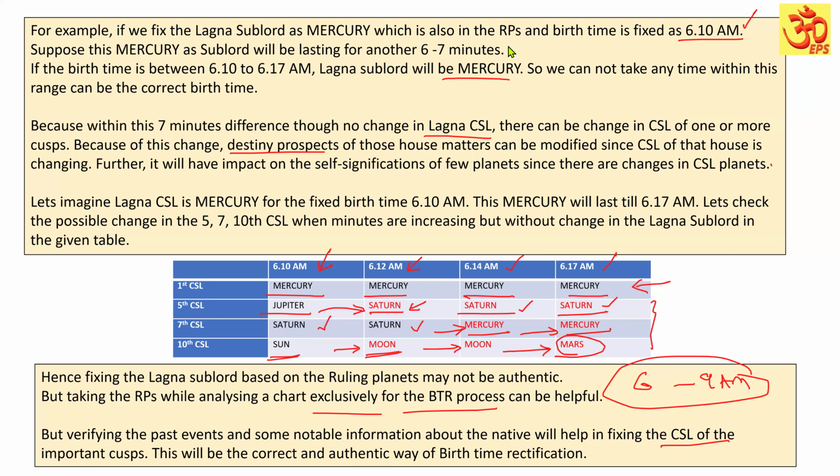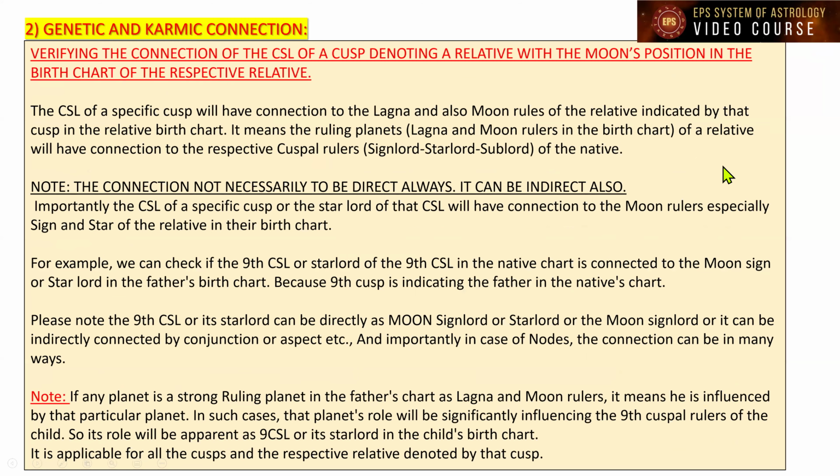Now let us discuss the next method of birth time rectification. What is that? Genetic and karmic connections. As I was briefing in the beginning, now let us discuss in detail. Verifying the connection of the cuspal sublord of a cusp denoting a relative with the moon's position in the birth chart of the respective relative. I think you're able to understand.